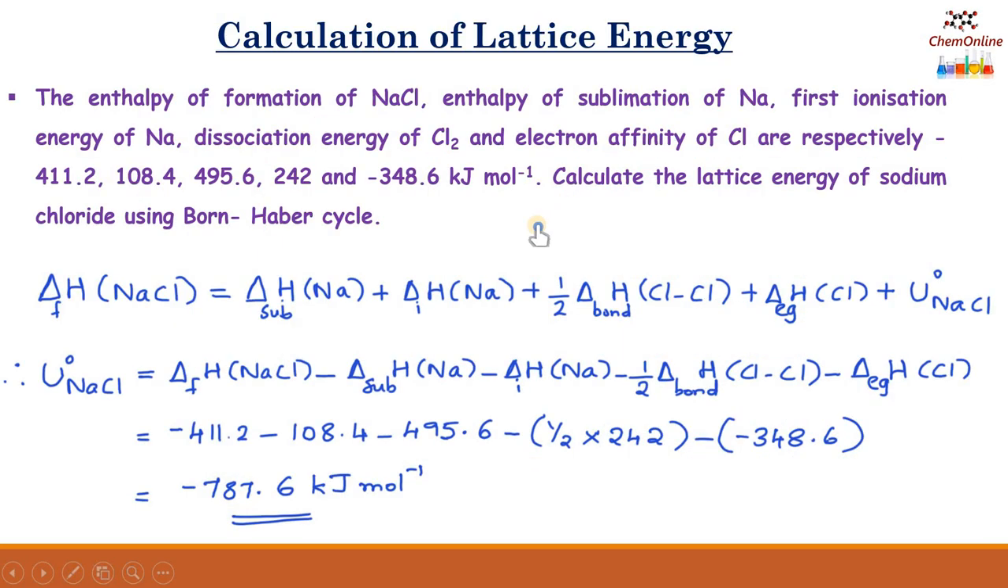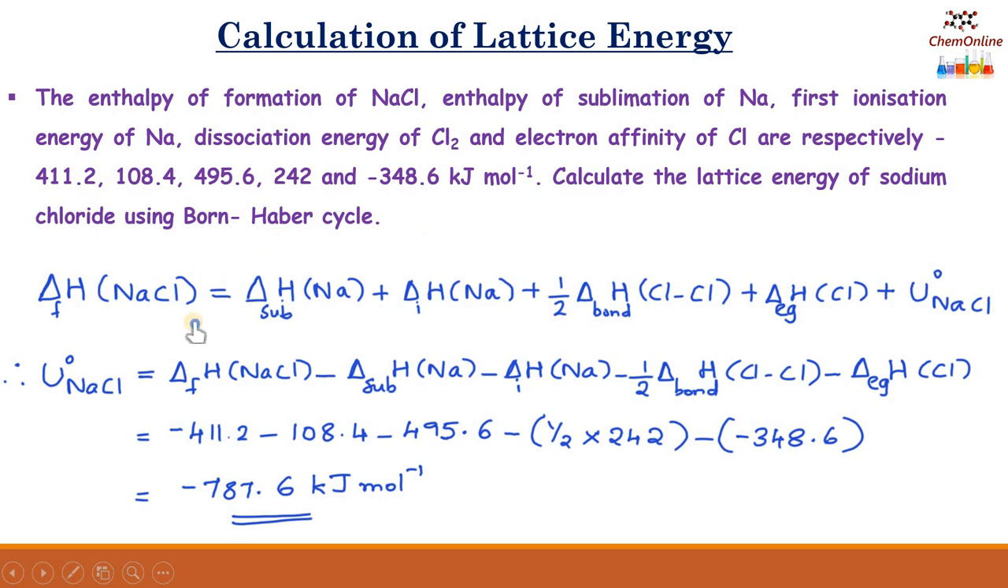Now let's see how we can calculate the lattice energy from the Born-Haber cycle. Given here the enthalpy of formation of NaCl, the enthalpy of sublimation of sodium, first ionization energy of sodium, dissociation energy of chlorine and electron affinity of chlorine are respectively 411.2, 108.4, 495.6, 242 and minus 348.6 kilojoules per mole. So we have to calculate the lattice energy of sodium chloride using Born-Haber cycle.